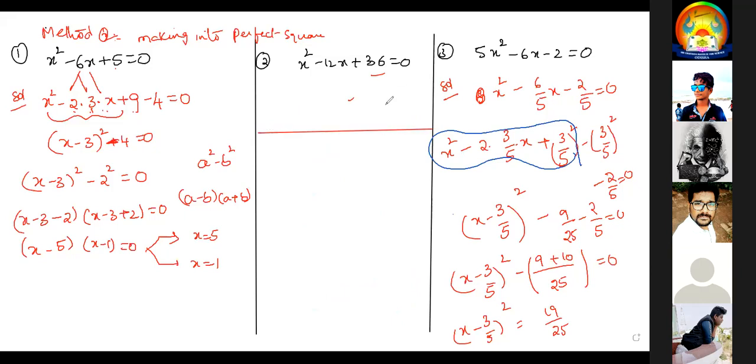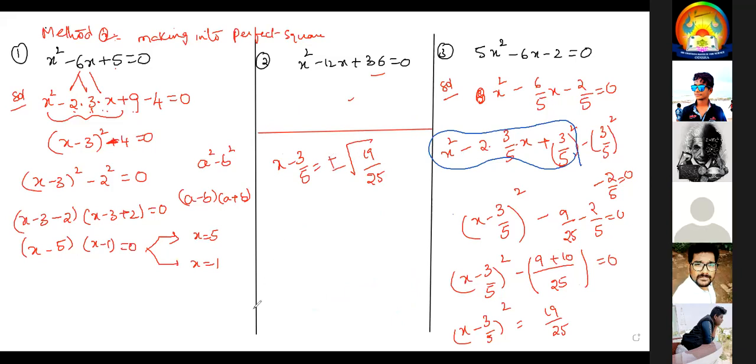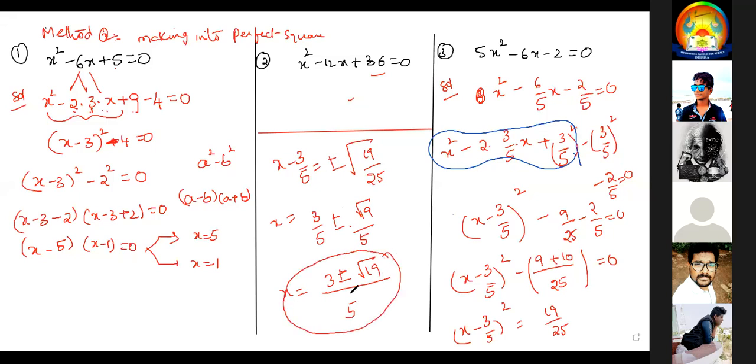So it can be written as x minus 3 by 5 equal to, taking the square root to that side, plus or minus square root of 19 by 25. Now this minus 3 by 5 will go to the other side. It will become plus 3 by 5 plus or minus root 19 by 5. So x is equal to, if you take 5 as LCM, (3 plus or minus root 19) by 5. These are the roots. Where are the 2 roots, master? With plus is one root, with minus is the other root.